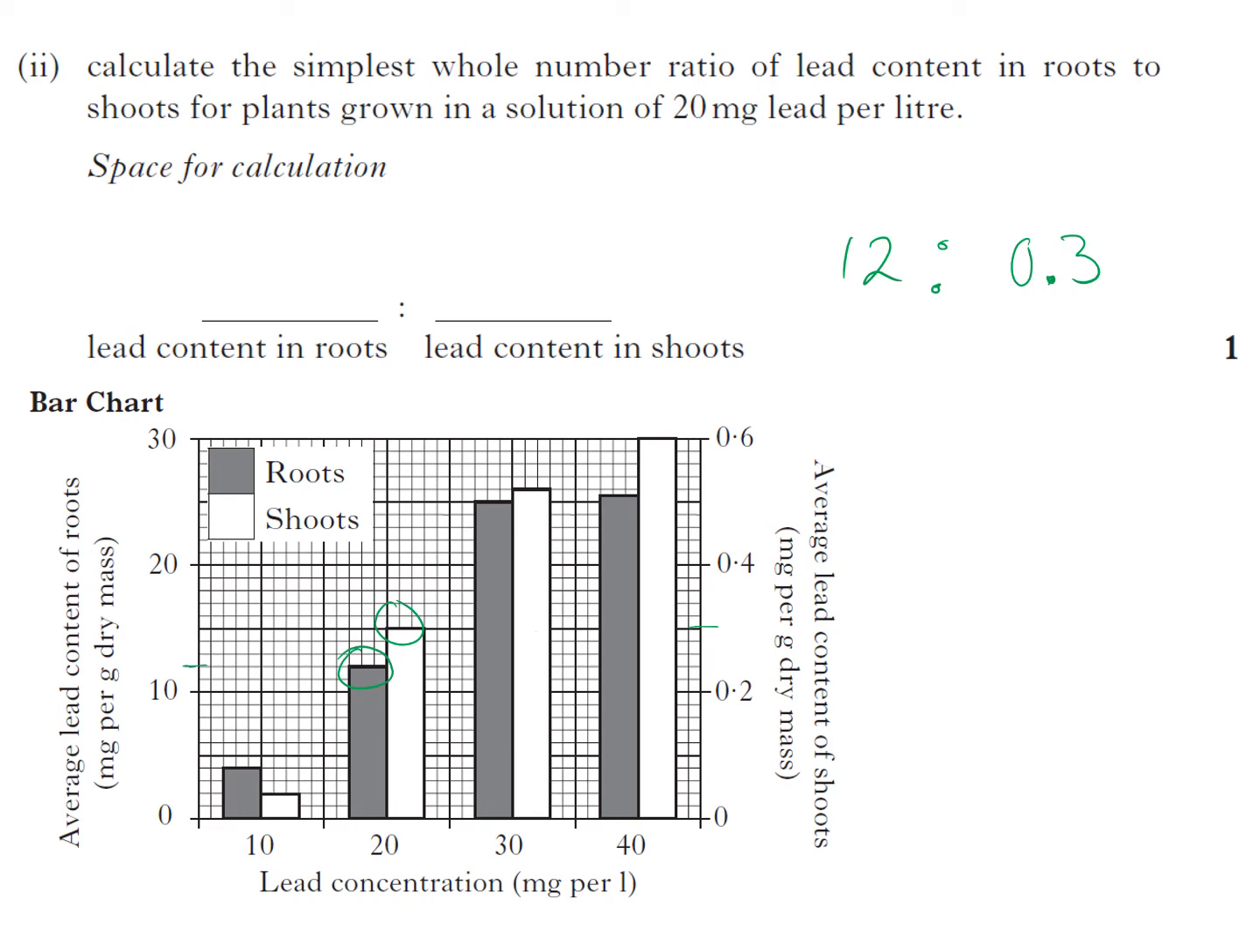So I'm going to just divide them both by 0.3. So 12 divided by 0.3 gives me 40. And 0.3 divided by 0.3 gives me 1. So there's my ratio, 40 to 1. That's it. And just to remind you, whole number. So you can't leave it as a decimal, that's why you can't leave it like that.